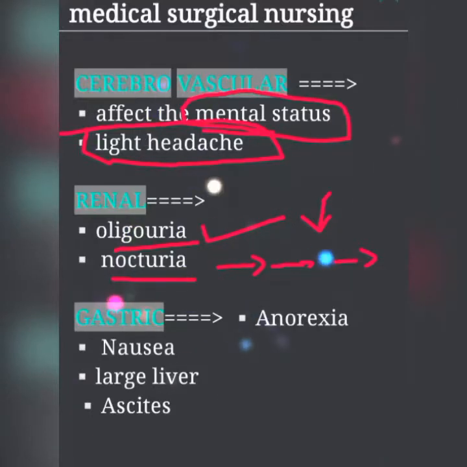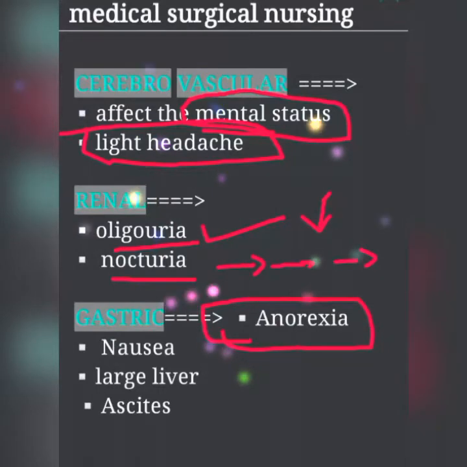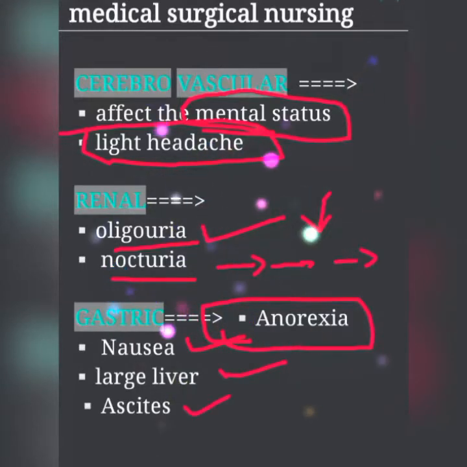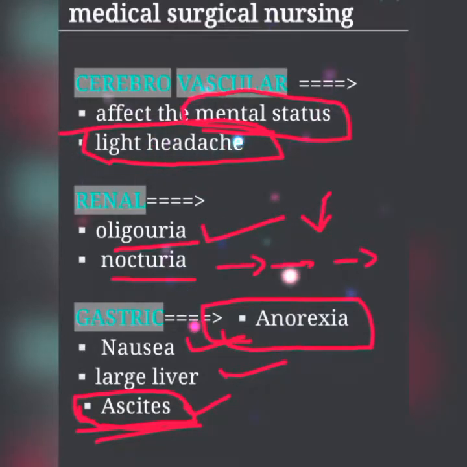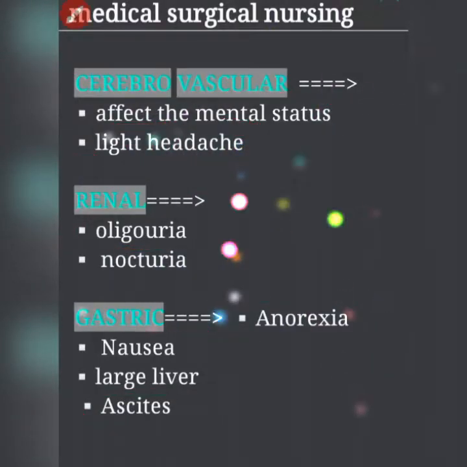So in the gastric system, anorexia is the condition in which the patient thinks that he is getting more and more obese, so he starts taking less food. Next are nausea, enlarged liver, and ascites. Ascites is also a liver-related condition in which fluid fills the abdominal cavity. Okay, hope it is clear.